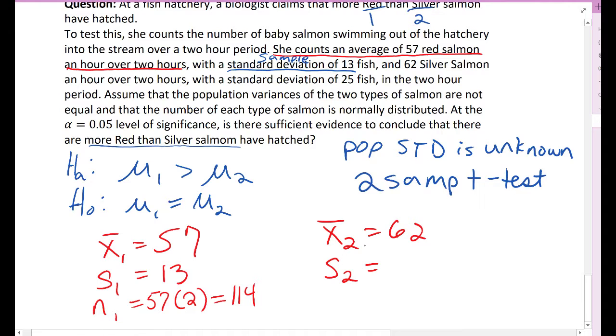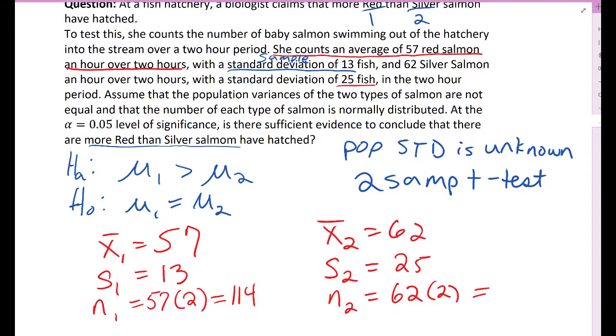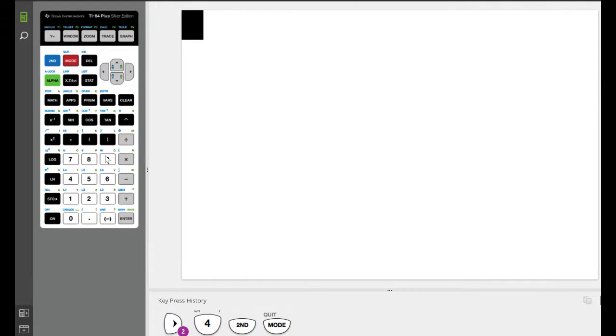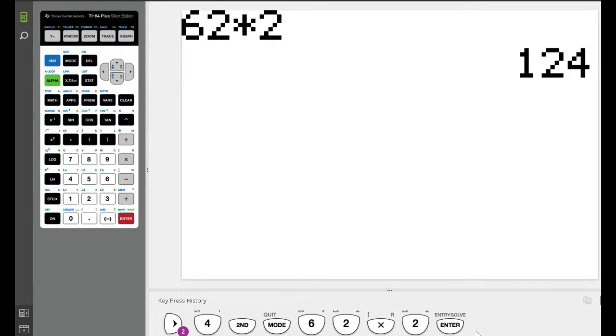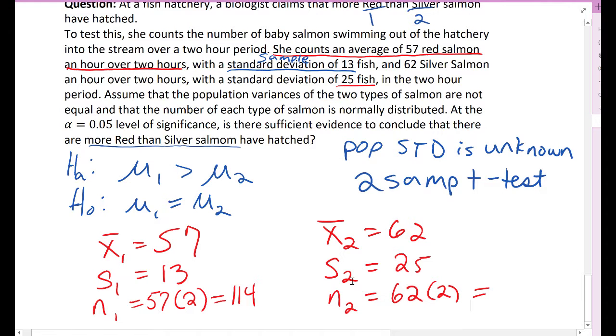S2, that's our sample standard deviation for the silver salmon. It's 25. And our N2 will be the 62 fish that she's seeing per hour times the 2 hour period. So she was staying there for 2 hours again. So 62 times 2, that should give us 124.